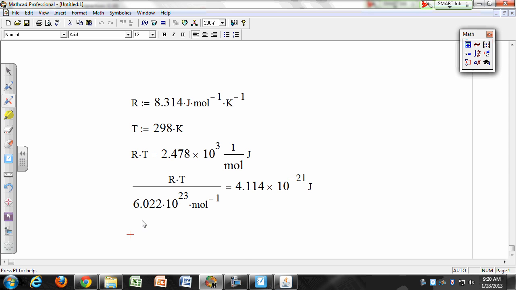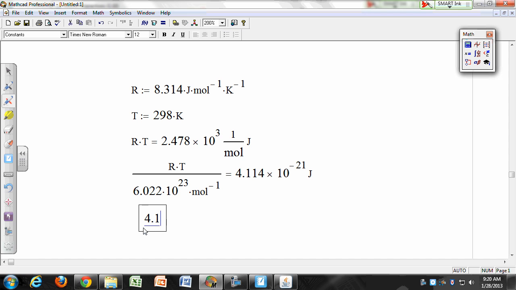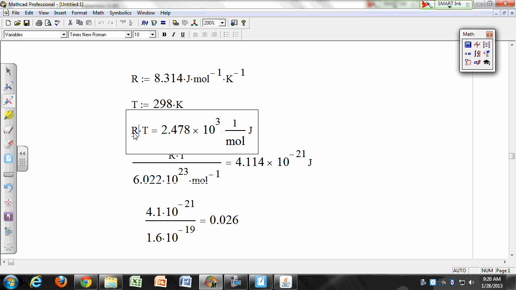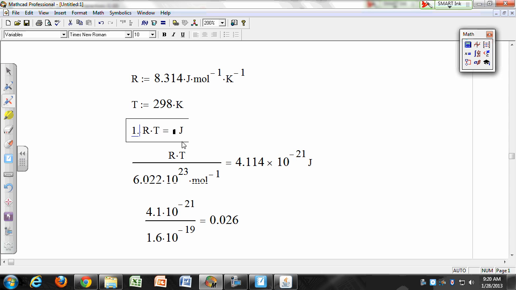What's that in electron volts? 4.1 times 10 to the negative 21 divided by 1.6 times 10 to the negative 19 joules per electron volt. That's about 0.03 electron volts. Oh yeah, times 3/2. I'm just getting orders of magnitude. So if you multiply that by 1.5, that's the number you get.